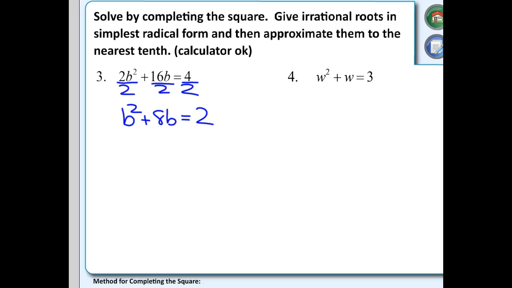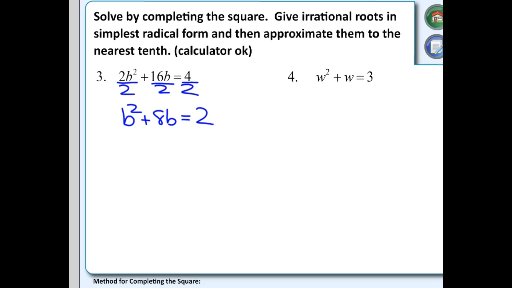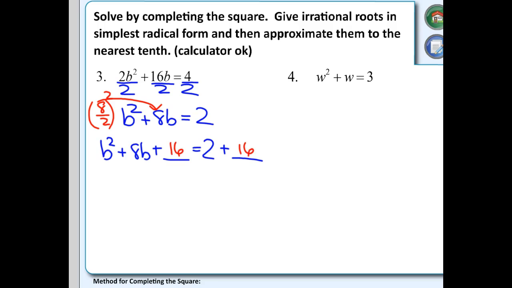If you remember back on, let me find the right one. Okay, back here. Remember, I've got to have an understood 1 in front of my x squared. So we had to divide everything by 2. And now I'm in the right form to complete the square. So let's find c: b squared plus 8b plus c, to complete the square, equals 2 plus c. What are we going to get this time? Well, we've got 8, that's b right there, 8 over 2 squared. 8 divided by 2 is 4. 4 squared is 16. What I add to one side, I add to the other.